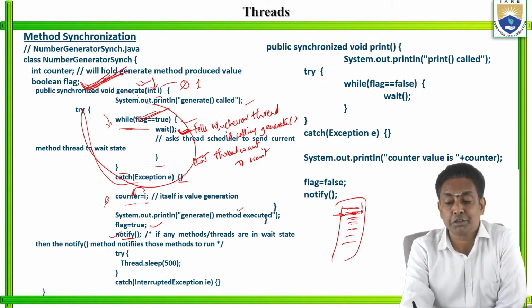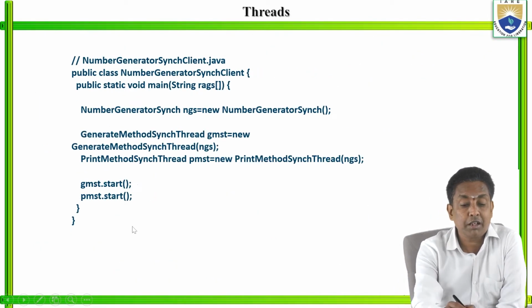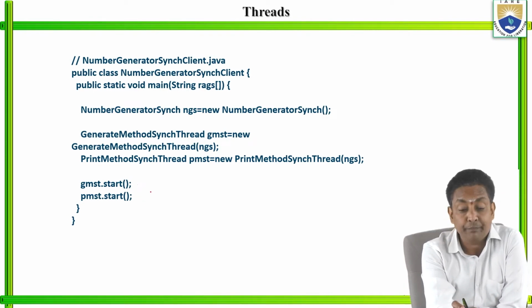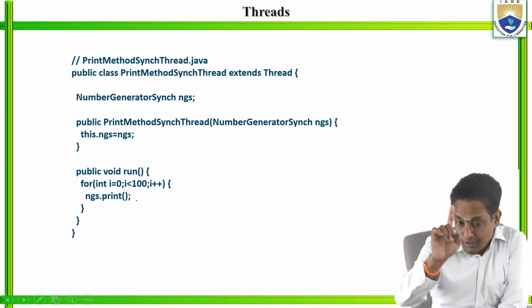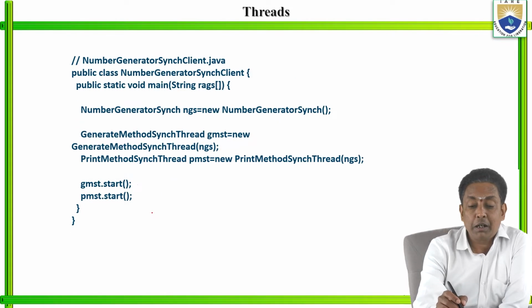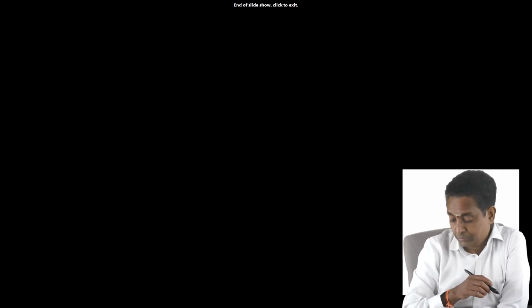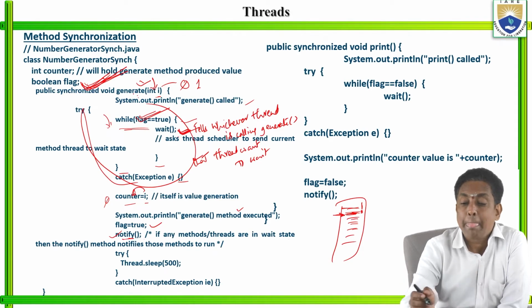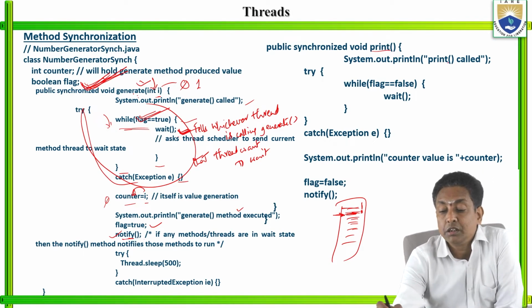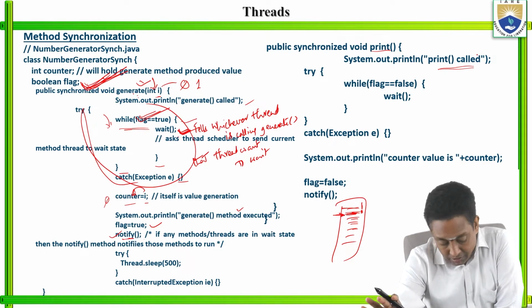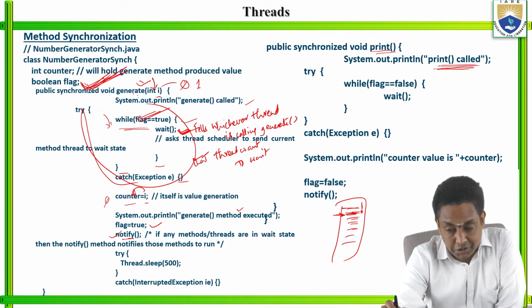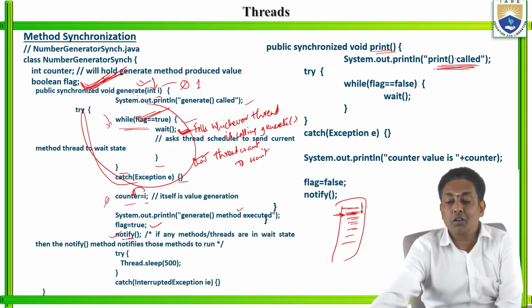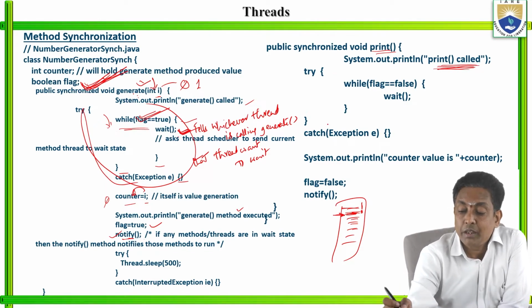Once the second thread execution starts, that means this print method synchronization thread starts. Its corresponding run method will call the print method for the first time. Among its 100 iterations, first time the print method is called. Now the control will come to print. System.out.println is just for debugging sake. Print method is called. Once the print method is called, control comes here. Before executing the remaining logic, control will enter into the while true check.